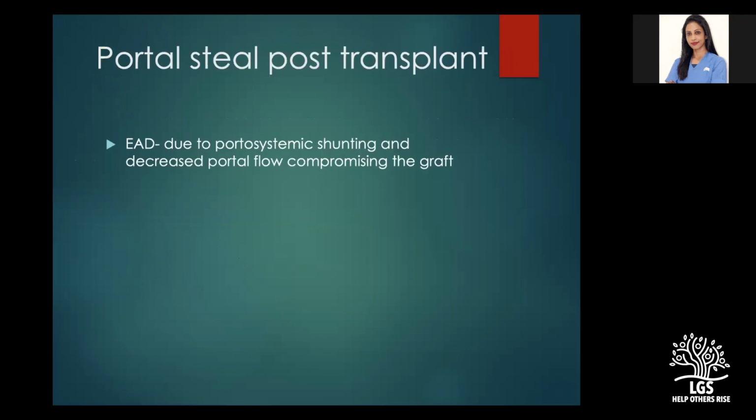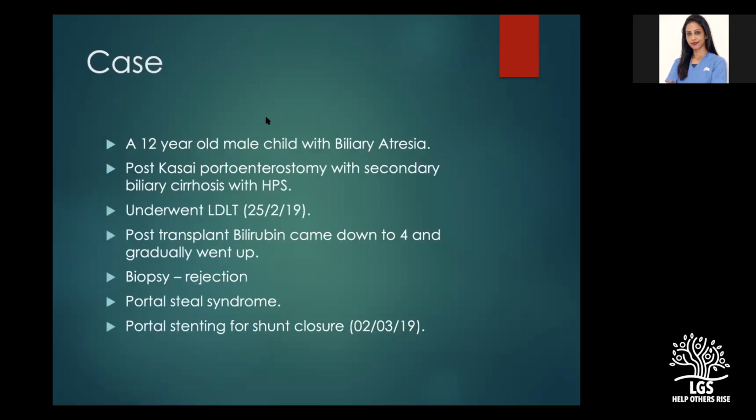This is one of our cases wherein a patient had a portal steal post-transplant. I think this was a 12-year-old, if I remember correctly. So early allograft dysfunction due to portosystemic shunting and decreased portal flow compromising the graft is quite an interesting case, actually. So this was a 12-year-old child with biliary atresia, and it was a failed Kasai, and then he underwent LDLT on 25th of February. And post-transplant, bili came down to 4, and then gradually it went up. The biopsy showed it was rejection, and we diagnosed portal steal syndrome only because of this.